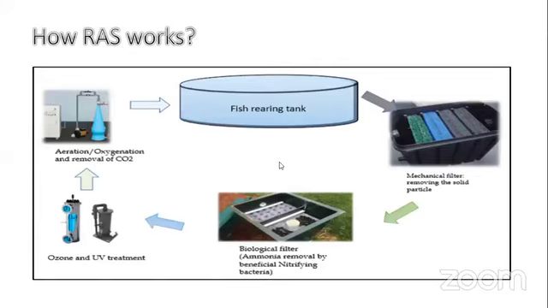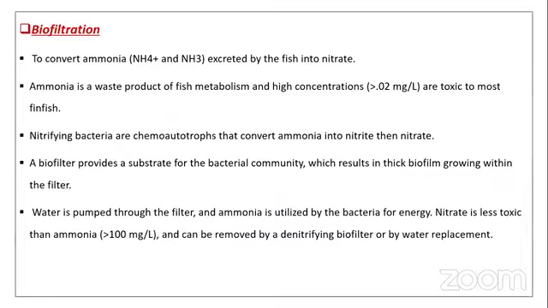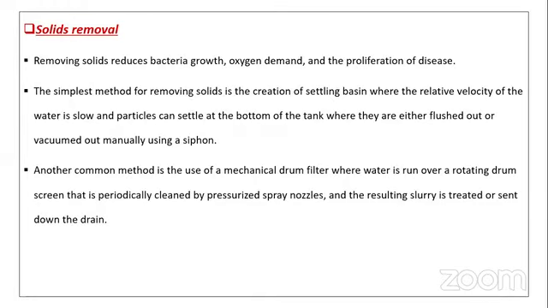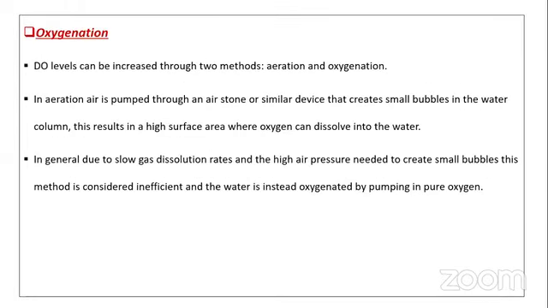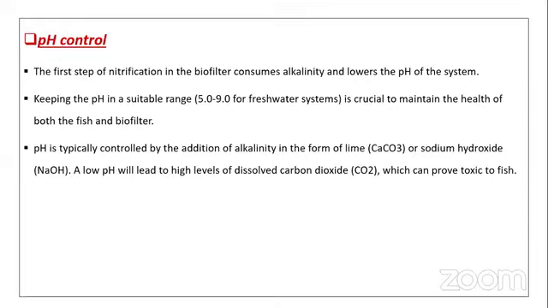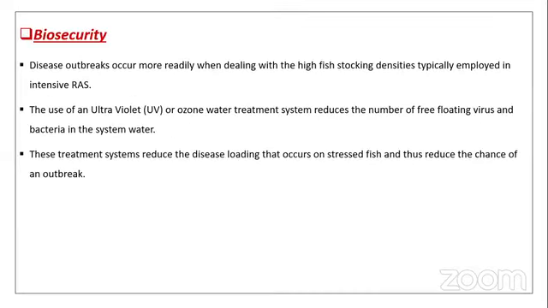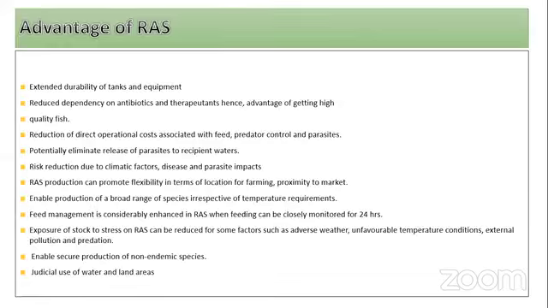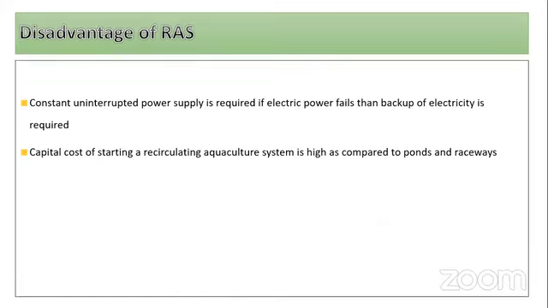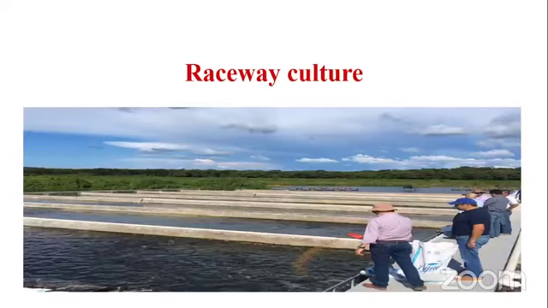So this is RAS. You can just skip the slide. So this is the construction of RAS. Next slide, please. This is how it works. These are the different filters which is shown. Fish tank, from where the water goes to the mechanical filter, then biological filter, then ozone filter, then here the oxygenation is done, and again it's re-entering in the fish rearing tank. Next slide, please, ma'am. You can just come to the next system.